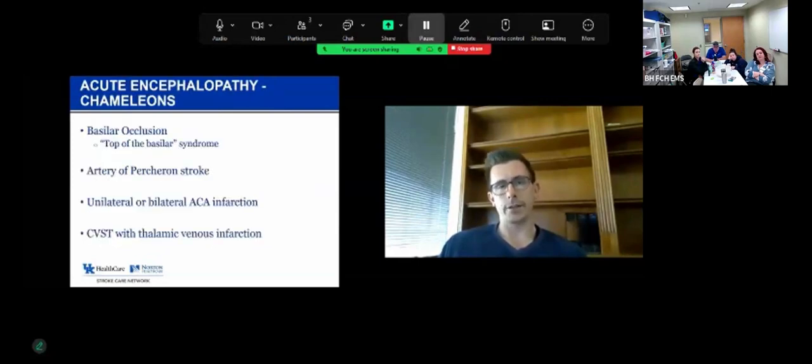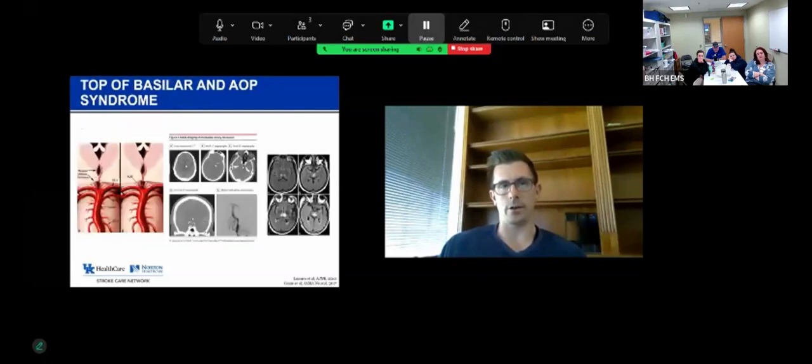The chameleons for this one, these are the ones that are really, really difficult and devastating. Top of the basilar occlusion, so a blood clot sitting right at the basilar apex where the thalamic blood supply comes from, artery of Percheron, which we'll talk about, ACA stroke, venous thrombosis, all things that can cause acute coma from a vascular cause. So this is top of the basilar and artery of Percheron.